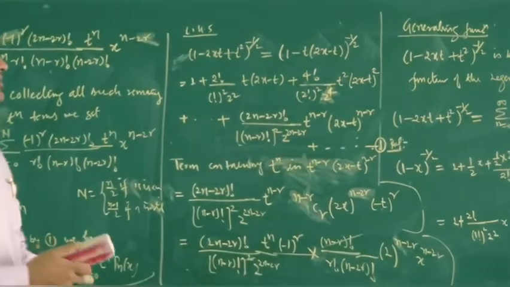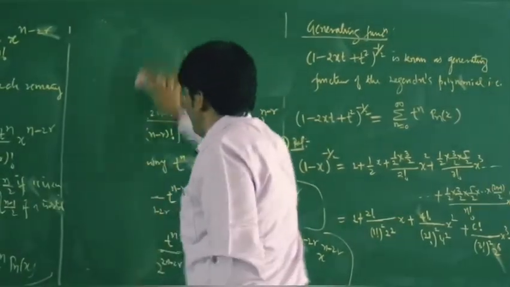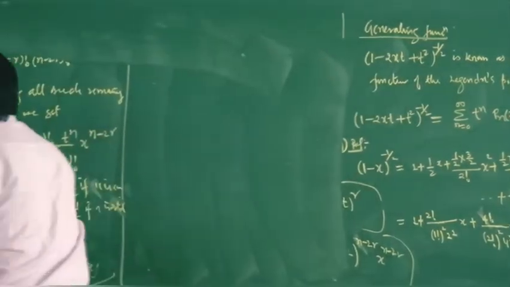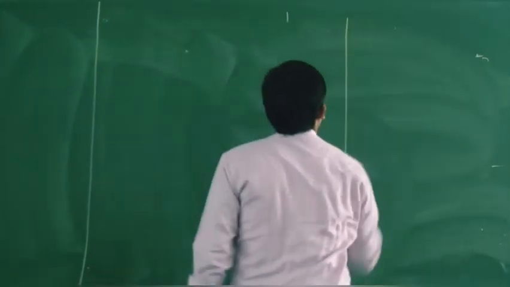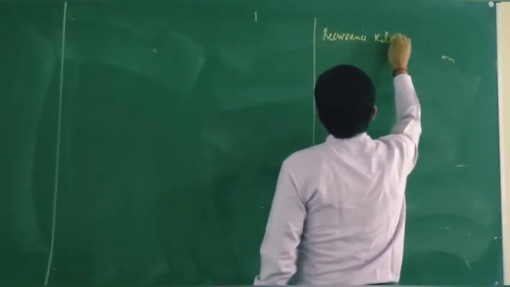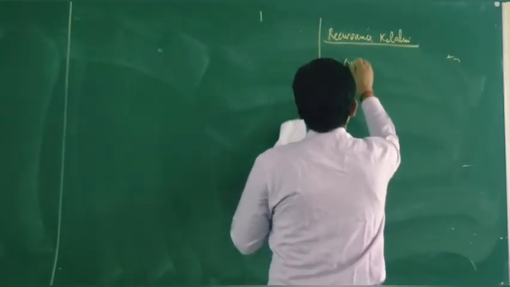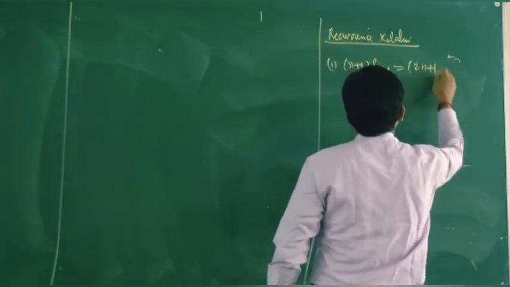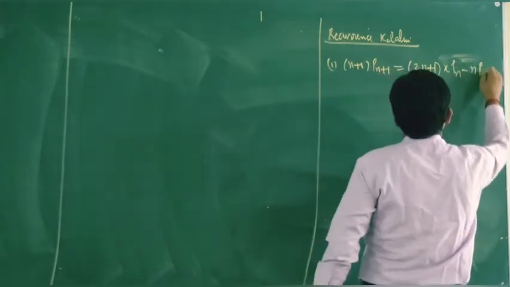Let us prove some recursive relations based on this generating function. With the help of this generating function, we can prove some important recurrence relations for Legendre polynomials. So first recurrence relation is (n plus 1) P_(n+1) is equal to (2n plus 1) x P_n minus n P_(n-1).